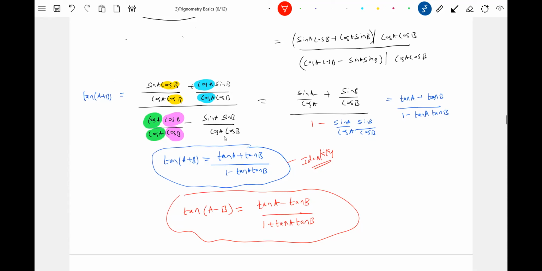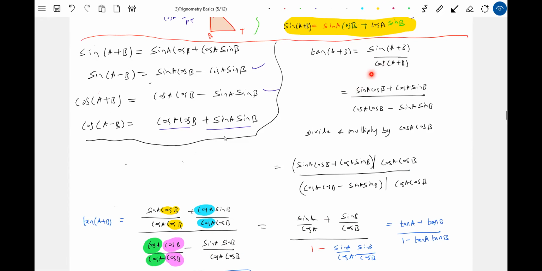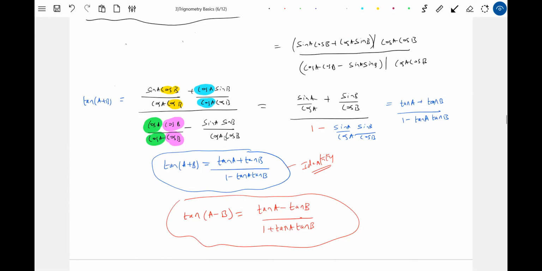Tan of A minus B. Again, similarly, you can proceed here. So tan of A minus B will be tan A minus tan B by 1 plus tan A tan B. Here, note the signs. How is this brought? Again, the procedure is the same. So these are the trigonometric identities that we have learned.